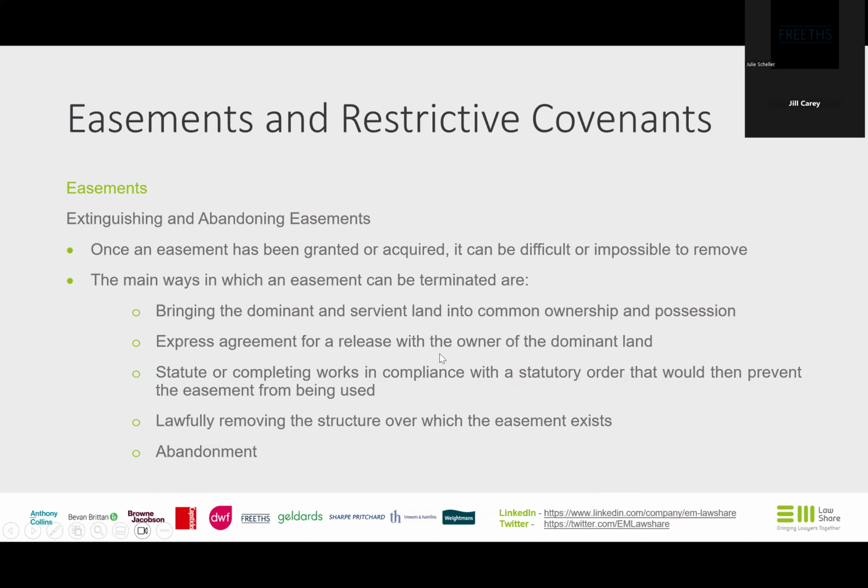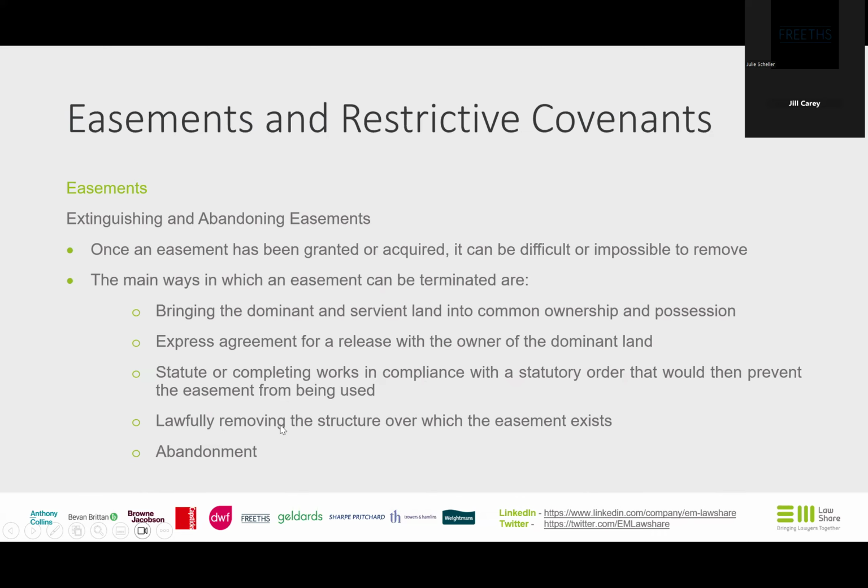express agreement for a lease with the owner of the dominant land, but of course they may see that as a blank check. There may be statutory rights or completion of works in compliance with a statutory order that may extinguish the easement if it was then no longer possible to prevent it from being used.